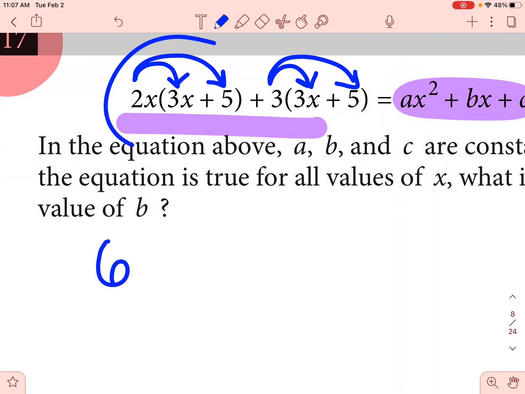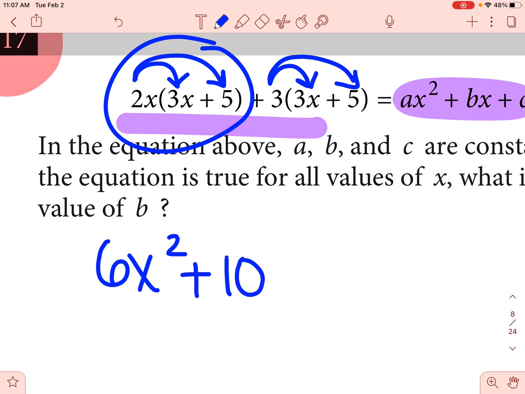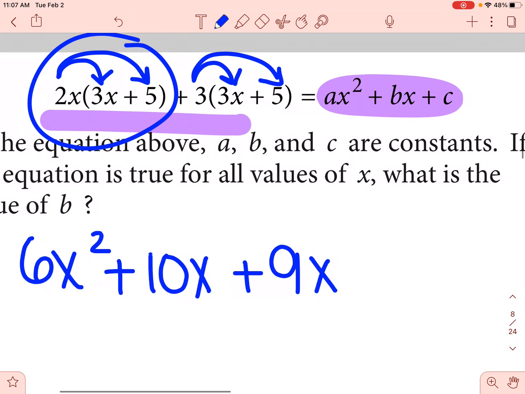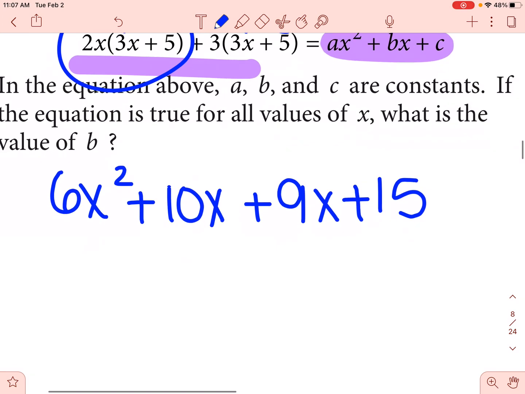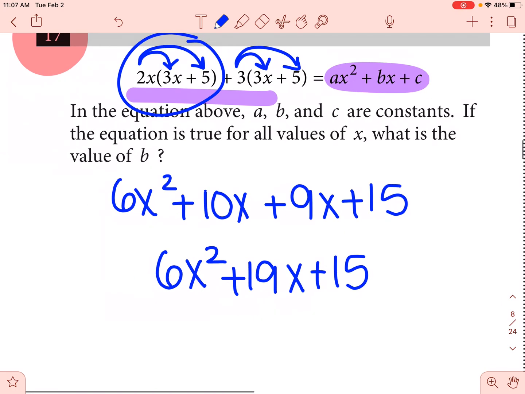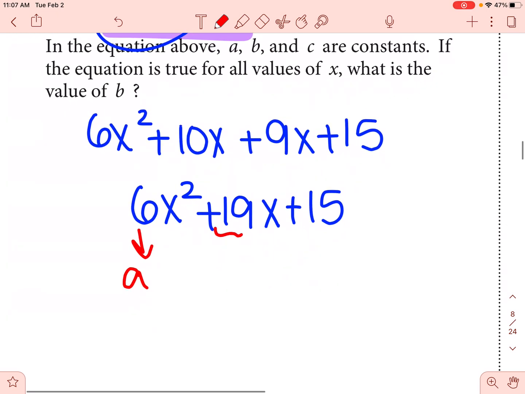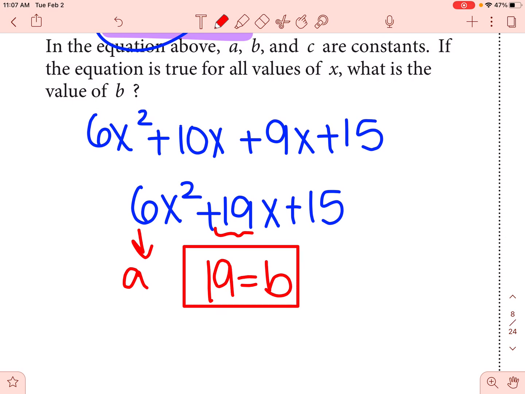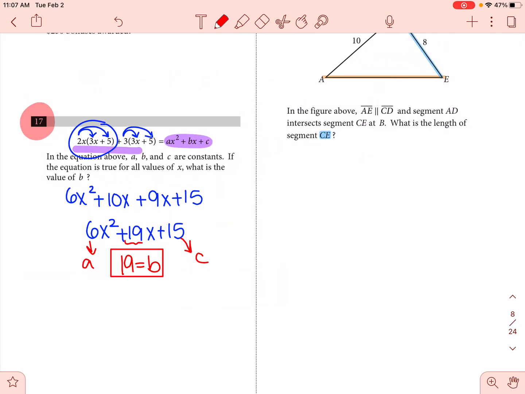So if I distribute the 2x here, I get 6x squared plus 10x plus 9x plus 15. So I get 6x squared plus 19x plus 15. So the 6 is the a value. And the 19 is my answer. That's the b value. If it asked for the c value, the answer would have been 15, but the answer is 19.